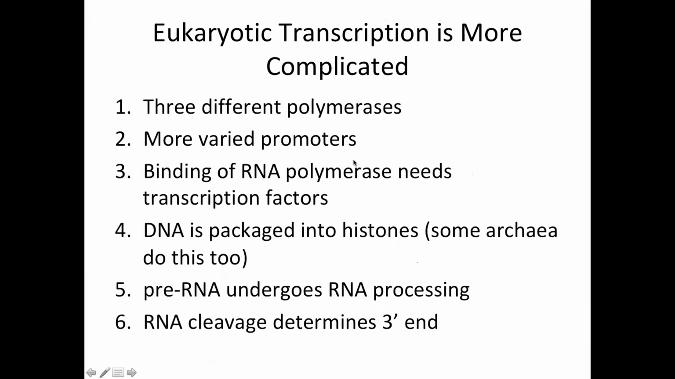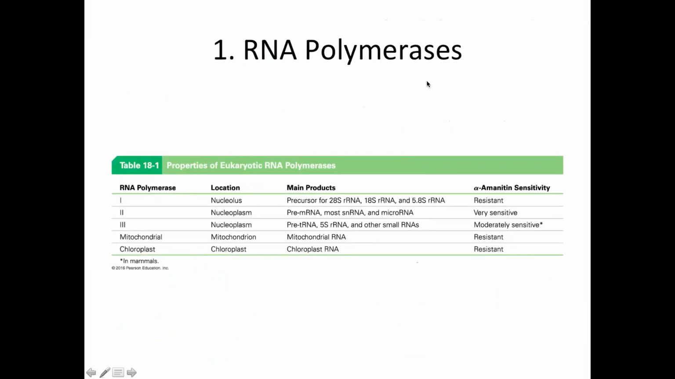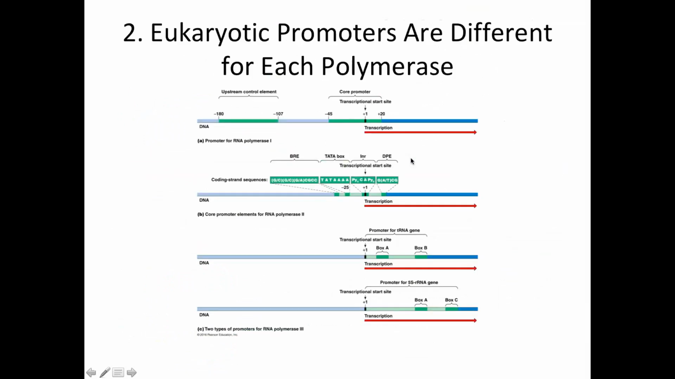For eukaryotes, transcription is more complicated. First, eukaryotes use 3 different kinds of polymerase, depending on what kind of RNA is being made. So RNA polymerase 2 is the one we're going to focus on because this is the one that makes pre-mRNA. And depending on what polymerase is used, the promoter region can also be different.